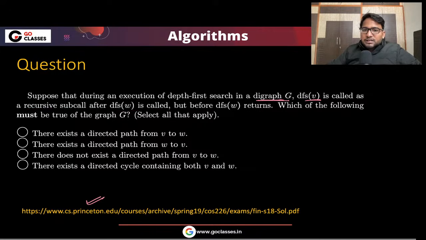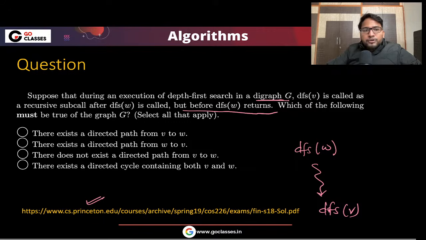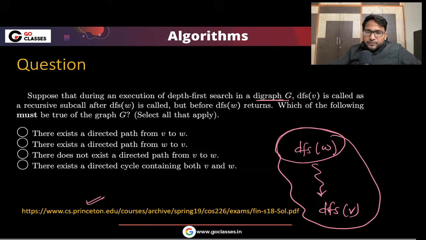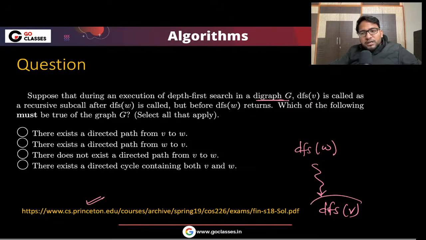So basically they are saying that DFS V is called after W. I mean W has been called, and after some point in time DFS V is called, but before DFS W returns. Which of the following must be true? So they are saying that DFS W is called, and after some point in time DFS V is called, which means what can you say? That this V must be reachable from W, right?